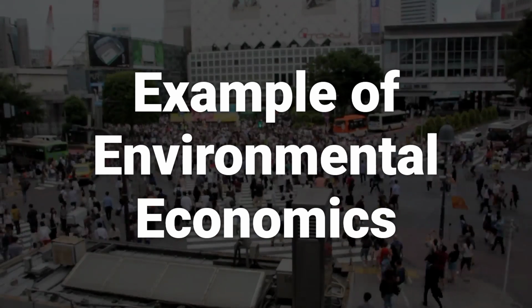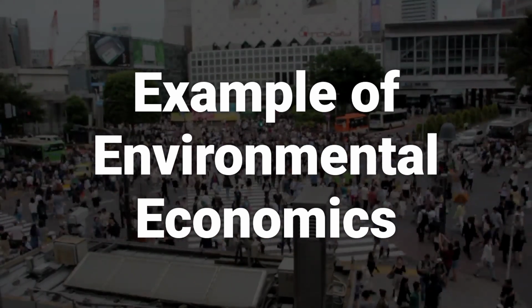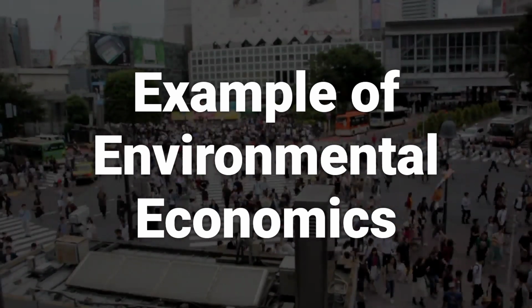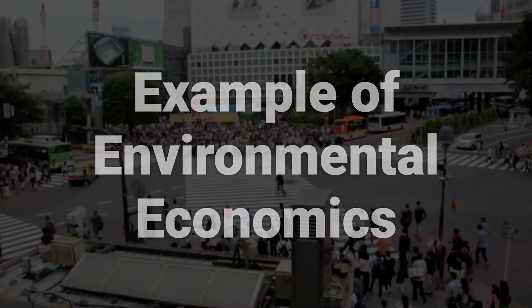A prominent contemporary example of the use of environmental economics is the cap-and-trade system, where companies purchase carbon offsets to make up for their carbon emissions. Another example is the use of a carbon tax to penalize industries that emit carbon.